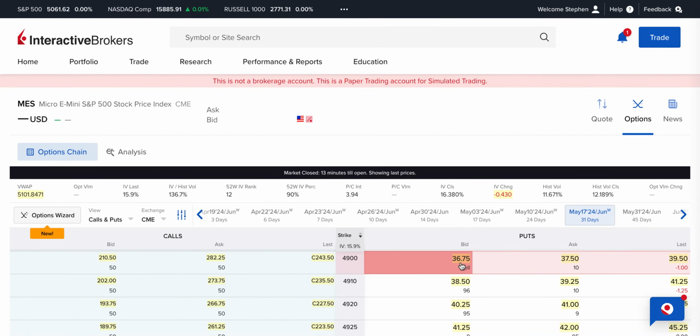So you can see what's going to happen if we did this trade now. This would improve our position by 36.75. So let's say our break even on this futures trade was 4,900. Our break even on this short futures trade will now be brought up to 4,936 or 4,937, depending on what price we get.